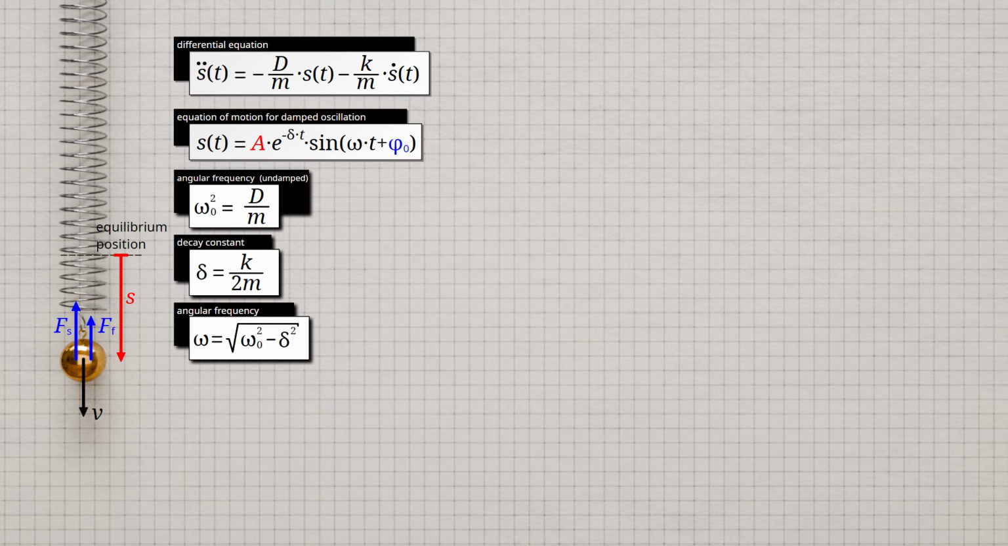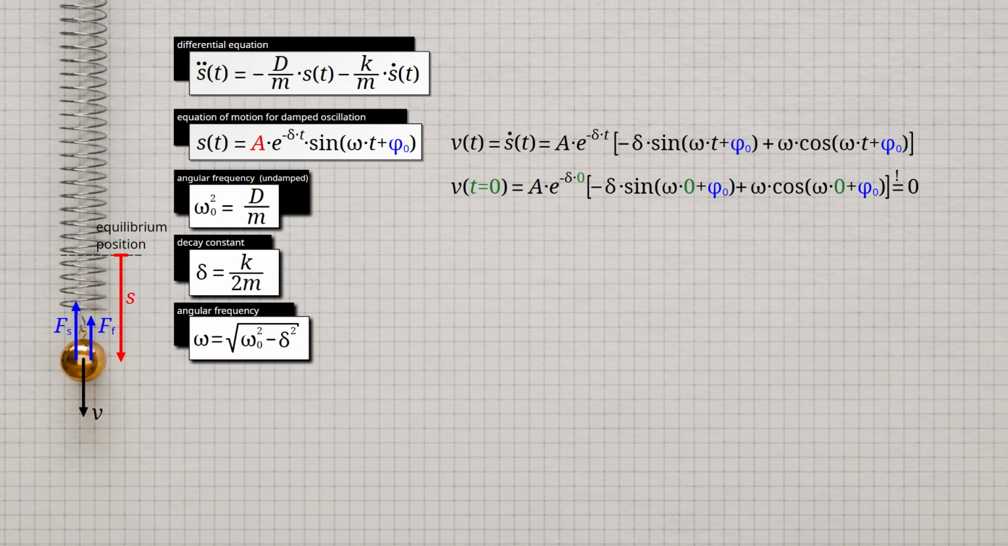Here, we consider the case in which the body is released from the displaced maximum position Smax at the time t equals 0 without any initial velocity. Since the first derivative of the displacement function corresponds to the velocity, the first derivative must also be 0 at the time t equals 0. Substituting t equals 0 into the first derivative yields the corresponding expression. We rearrange this equation as indicated.